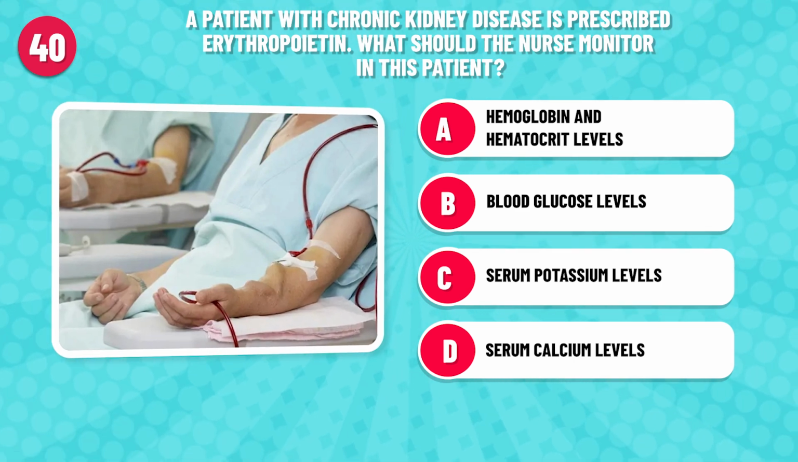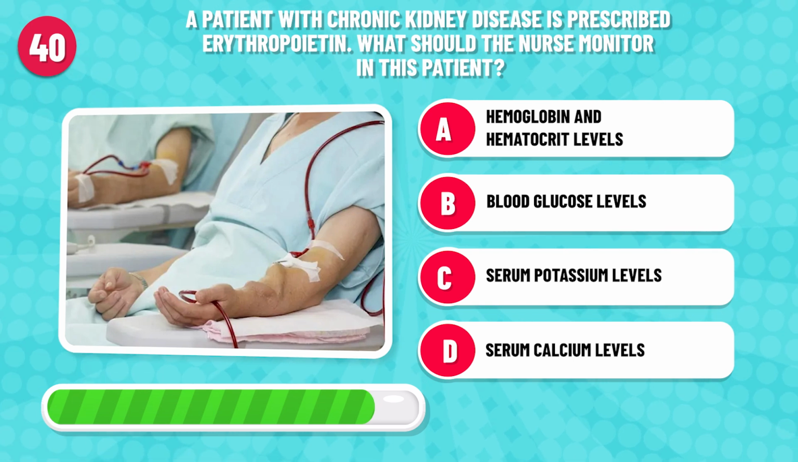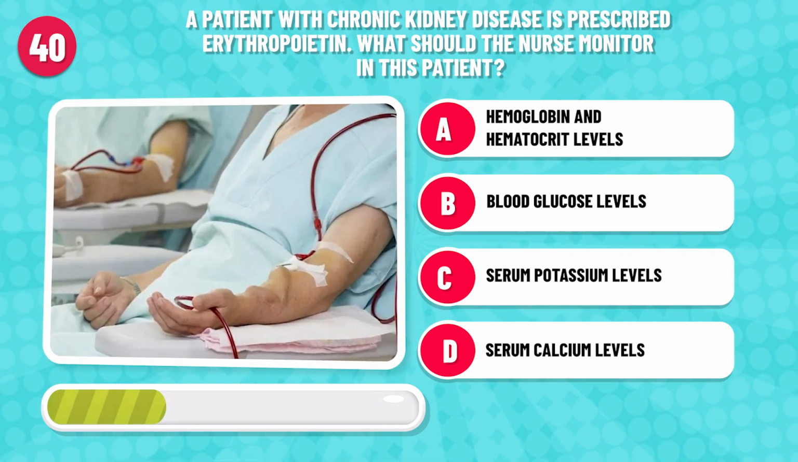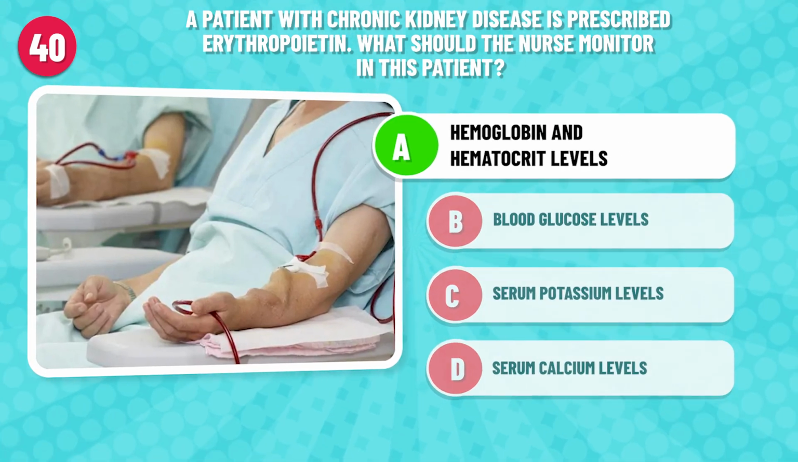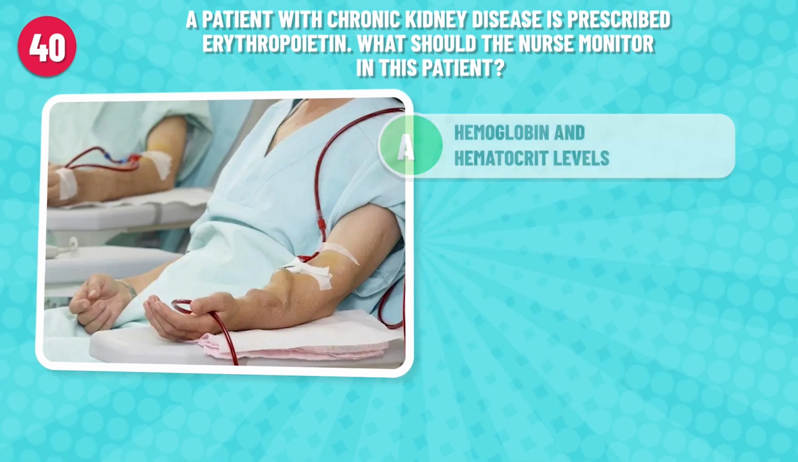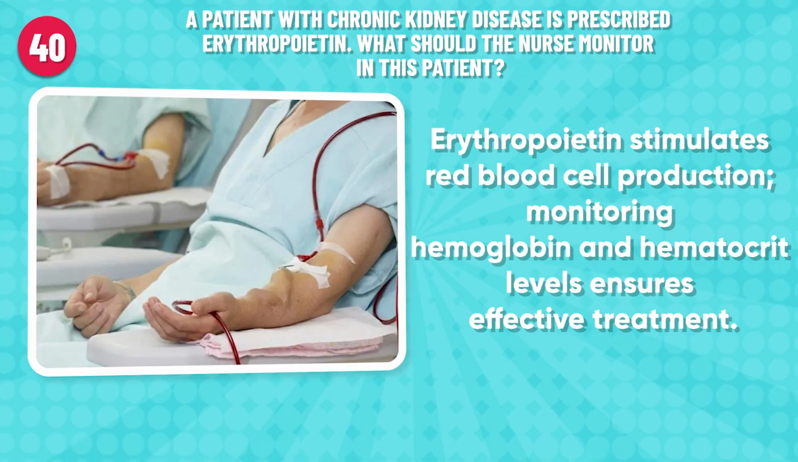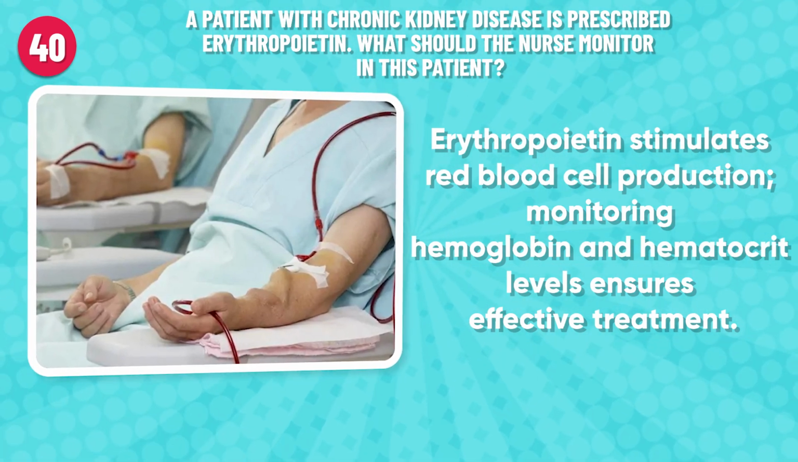A patient with chronic kidney disease is prescribed erythropoietin. What should the nurse monitor in this patient? It's A. Hemoglobin and hematocrit levels. Erythropoietin stimulates red blood cell production. Monitoring hemoglobin and hematocrit levels ensures effective treatment.